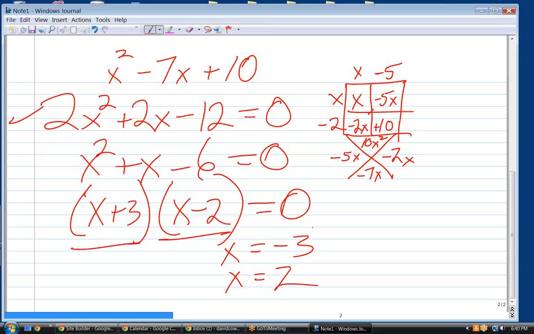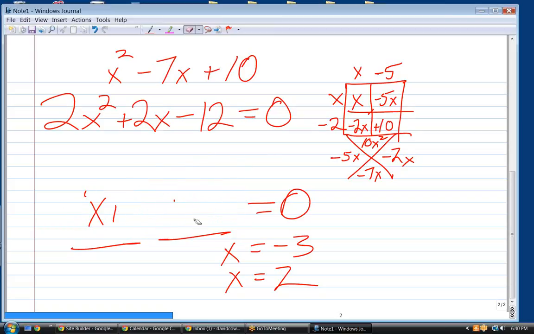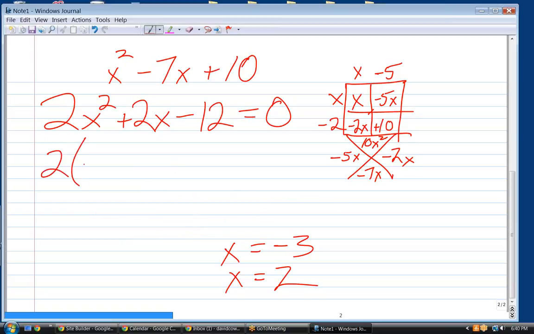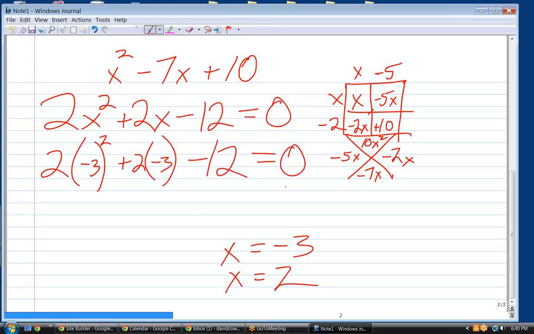So when they say check your solutions, you need to go back to the original equation, the one before we did anything to it, and plug in minus 3 and see if that equation works. Oh, and if it doesn't, would it be 2? Yes, well, you have to check both solutions. So let's check the first one. Is that still true?